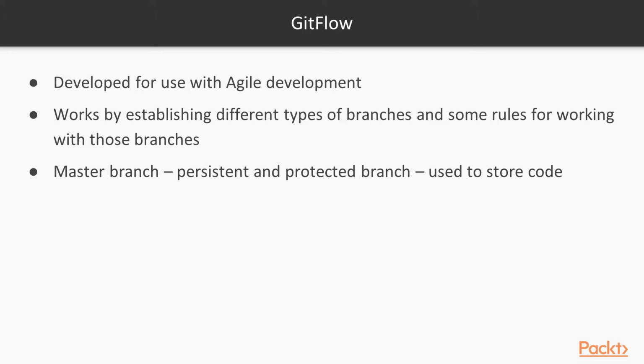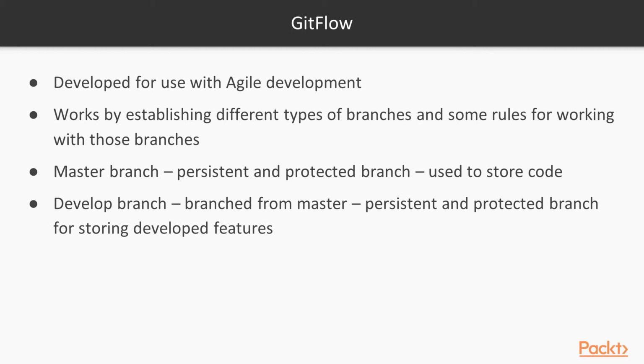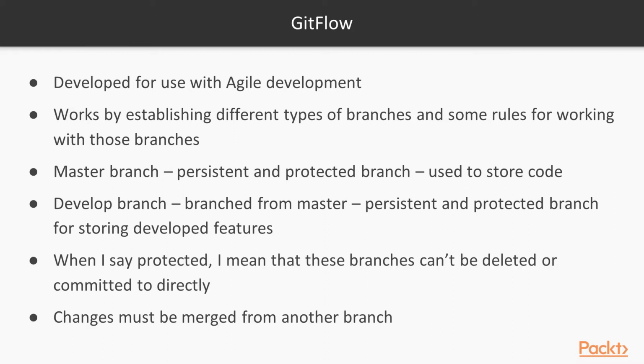The master branch is a persistent and protected branch that is used to store code that has been released. The develop branch is branched from master and is a persistent and protected branch for storing developed features. When I say protected, I mean that these branches can't be deleted or committed to directly. Changes must be merged from another branch.